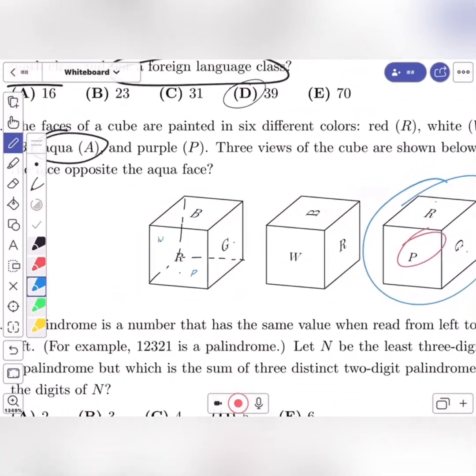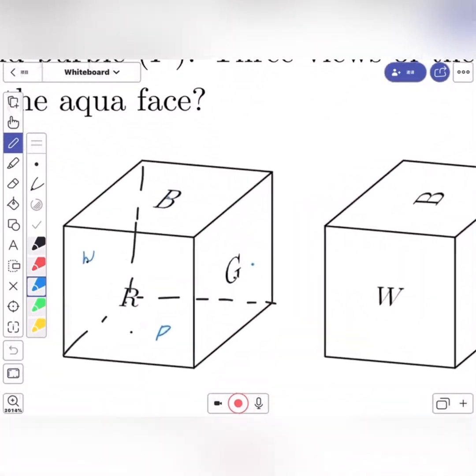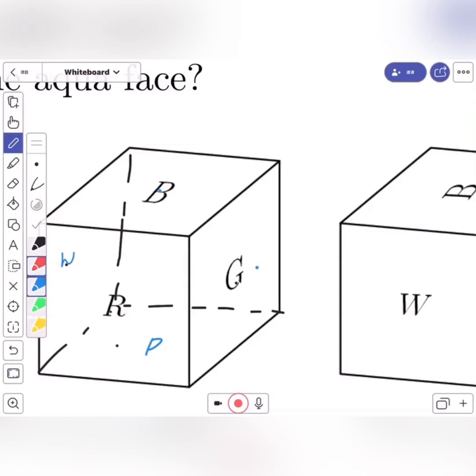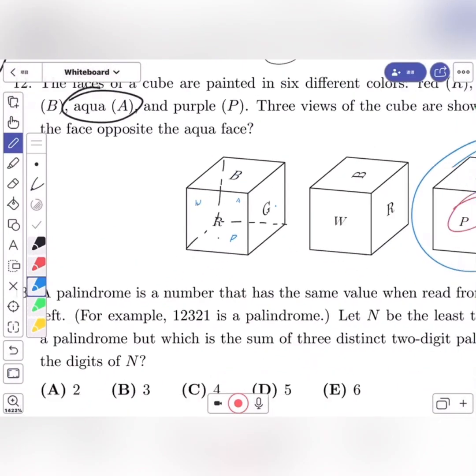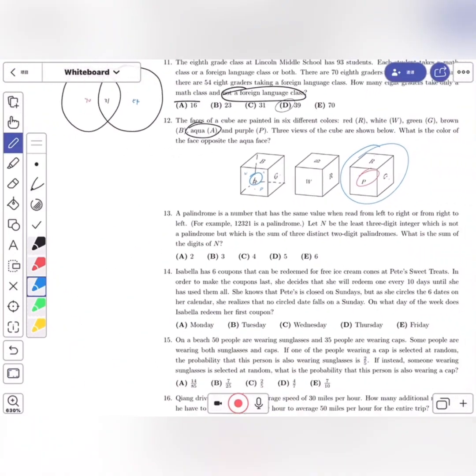So now we only have one space left, which is aqua. So A is going to be here. So the opposite face will simply be red.